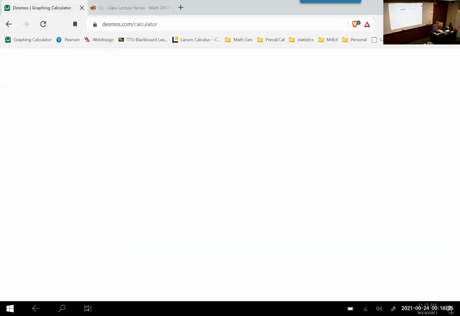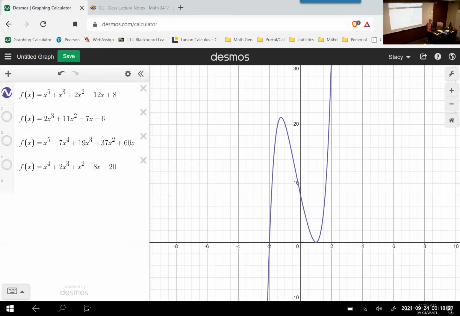So if I look over here, okay, here I have the function up there, x to the fifth plus blah, blah, blah, right? That's a fifth degree polynomial. So according to the fundamental theorem of algebra, then I should have 5 solutions.